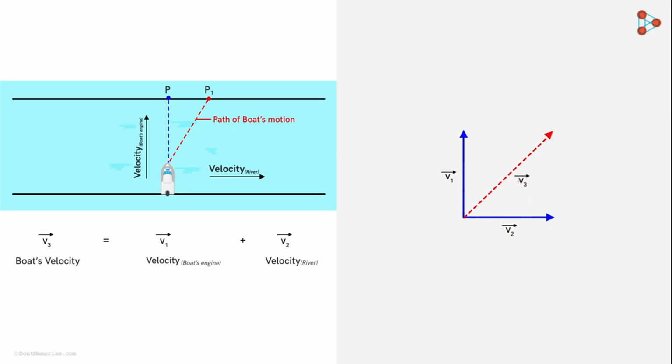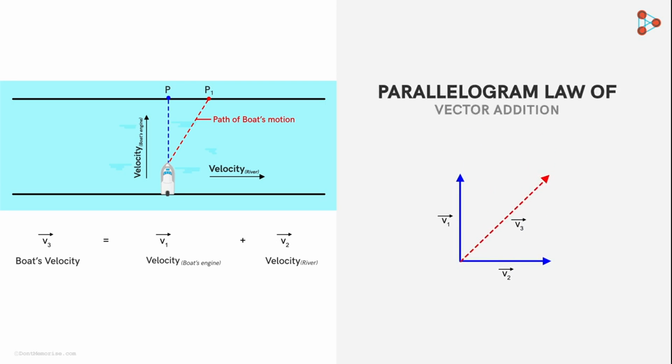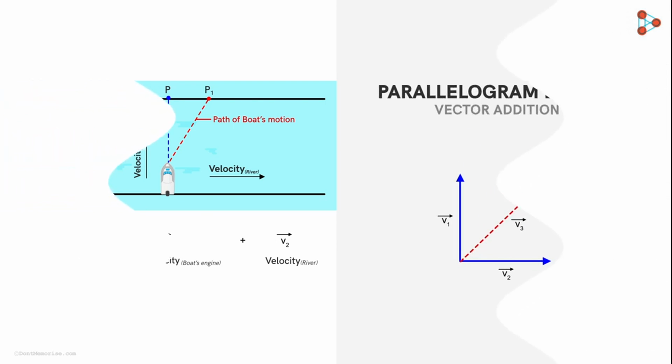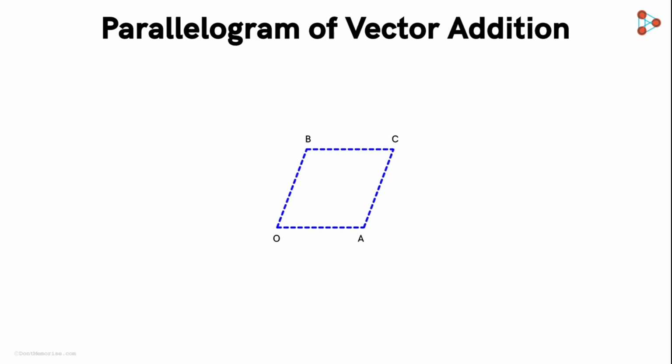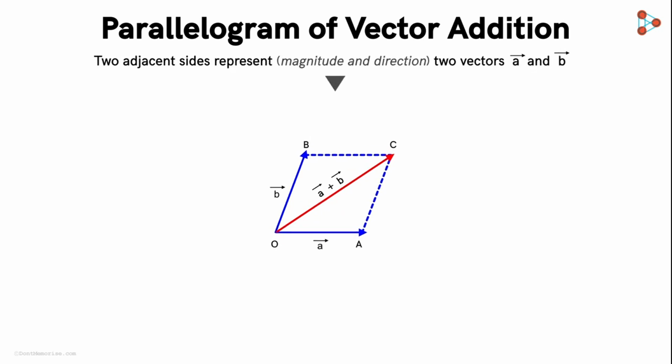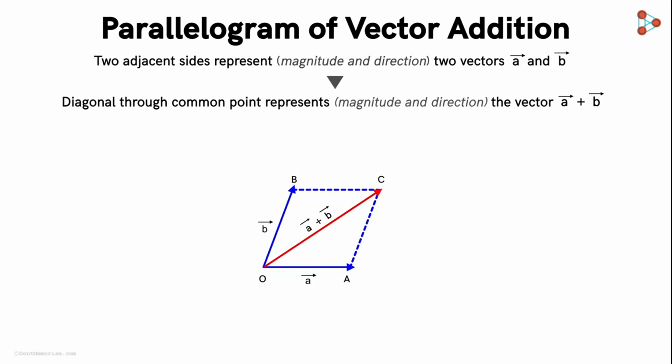Actually, to find the vector v3 precisely, there is a law of vector addition called the Parallelogram Law of Vector Addition. Now let's suppose that we have a parallelogram, and the two adjacent sides of it represent the two vectors A and B in magnitude and direction like this. Then the sum of the vectors A and B is represented in magnitude and direction by the diagonal of the parallelogram through their common point. This is known as the Parallelogram Law of Vector Addition. Take a moment and have a look at it.